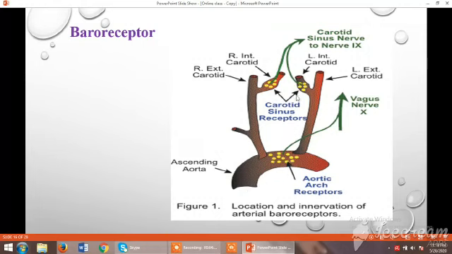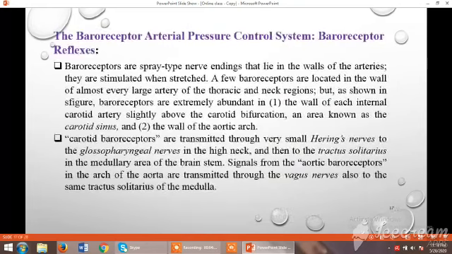The carotid baroreceptor signals are transmitted by Hering's nerve to the glossopharyngeal nerve in the high neck region, and the aortic baroreceptors, here in the arch of the aorta, are transmitted through the vagus nerve to the tractus solitarius, and thence to the medulla. I described this earlier, how the carotid baroreceptor is transmitted.